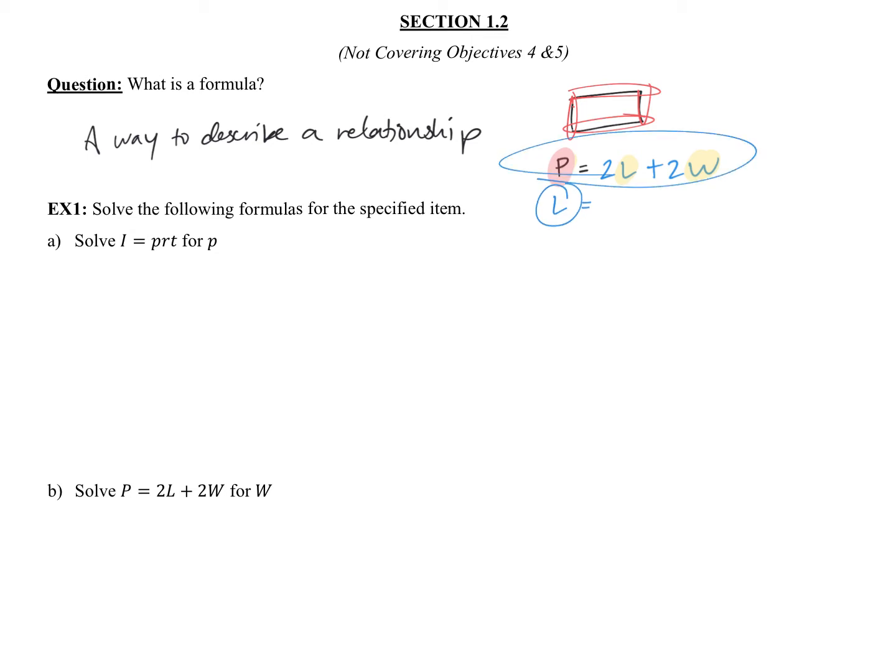So let's take a look at some examples working with formulas. Example 1. Solve the following formulas for the specified item. So we're given I equals PRT for P. One thing to note here, I know some students like to write in all capitals and so on. Be very careful with math though, because if you're given a capital I, and then a lowercase p, a lowercase r, and a lowercase t, and you try to write the equation with all capitals in the next line, these are not considered the same thing.